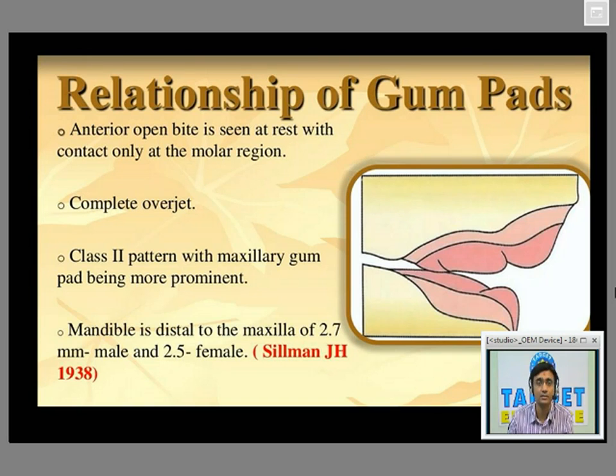And there is a reason why the mandible is retrognathic. The reason is that it helps for the passage of the child through the birth canal. The mandible is distal to the maxilla by 2.5 millimeter in males and 2.7 millimeter in males and 2.5 millimeter in females.